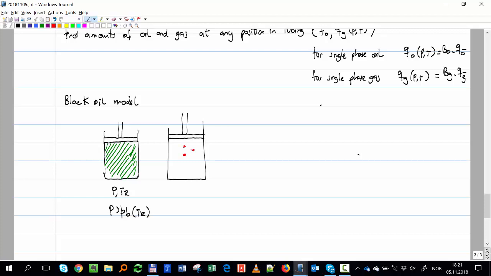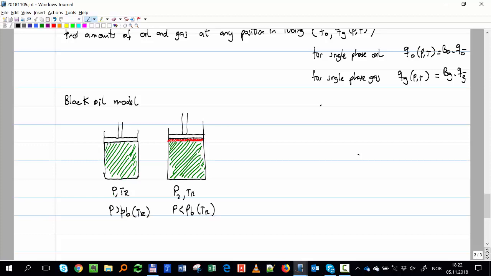bubbles of gas. Let's say that we accumulate that gas all the way to the top, and the oil is at the bottom. We pulled it up, waited for the bubbles to go up and everything to accumulate, with gas at the top and oil at the bottom. That's for pressure P1, P2. Here P is below the bubble point pressure.